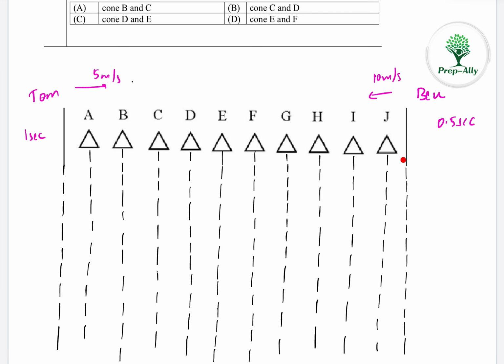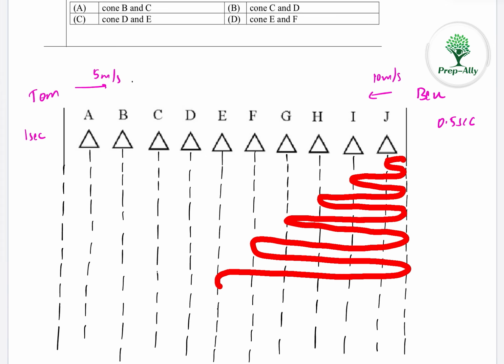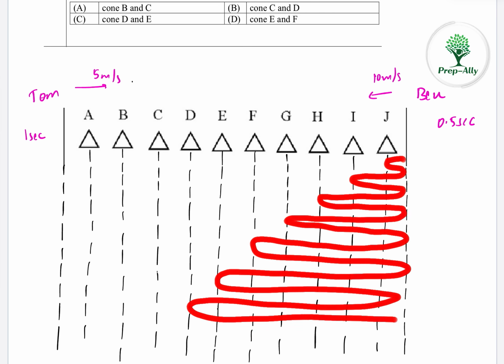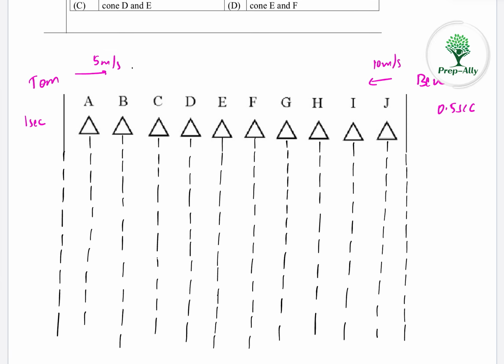In the same way, Ben also will go, but in the opposite direction. So he'll go further every time. So like this, he'll keep on doing. They're running the same line, but they'll touch the first cone, come back, then the next cone, come back like that. So Tom is going to start in this direction, and Ben opposite like this. Then between which cones will they meet?